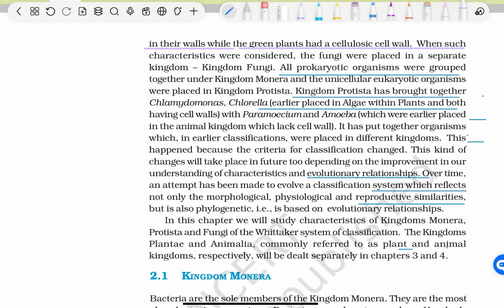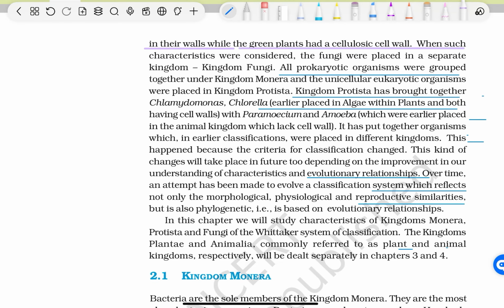It has put together organisms which in earlier classification were placed in different kingdoms. This happened because the criteria for classification changed. This kind of change will take place in future too, depending on the improvement in our understanding of characteristics and evolutionary relationships. Over time, an attempt has been made to evolve a classification system which reflects not only the morphological, physiological, and reproductive similarities but is also phylogenetic. It means it is based on evolutionary relationships.